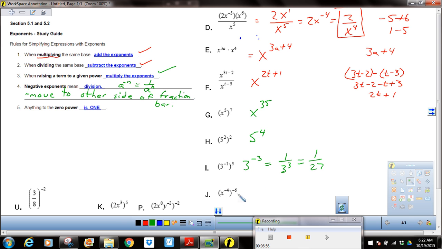x to the -4th raised to the -6. -4 times -6 is +24. So this is x to the 24th. So even though it kind of sounds a little complicated, raising a term to a given power, you will just multiply the exponents.